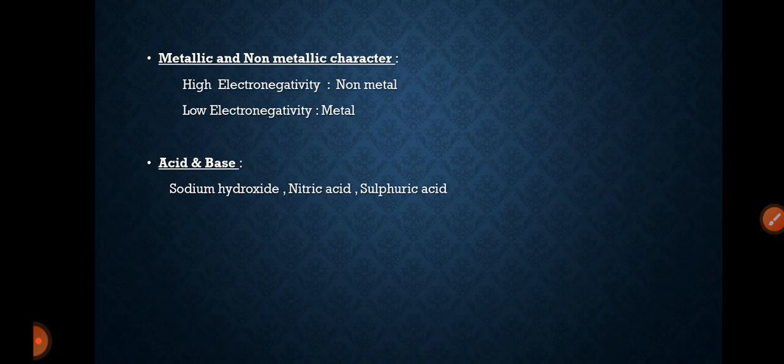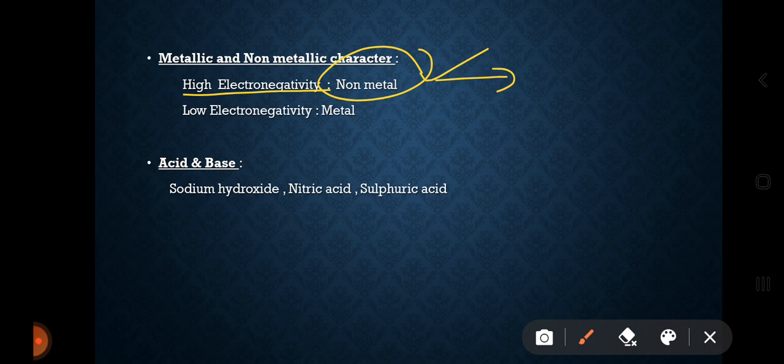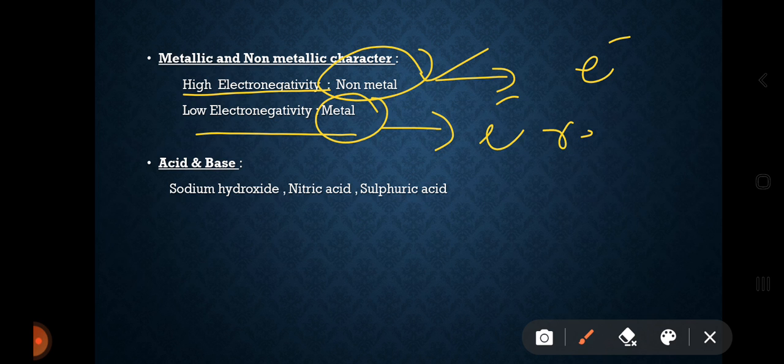Now let us go for the next application, that is metallic and non-metallic character. If the electronegativity value is higher, it will be a non-metal. What is the speciality of a non-metal? It will attract the electron. If the electronegativity is low, it will be a metal, because a metal will not attract but releases the electron. Metals release the electron, whereas non-metals attract the electron.